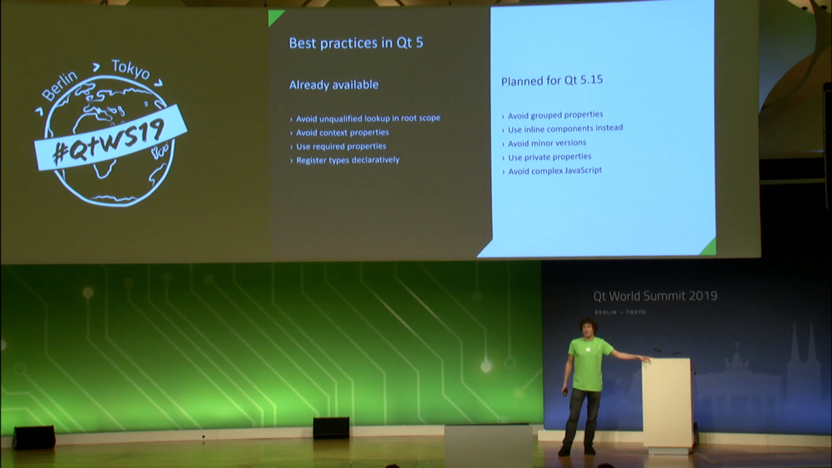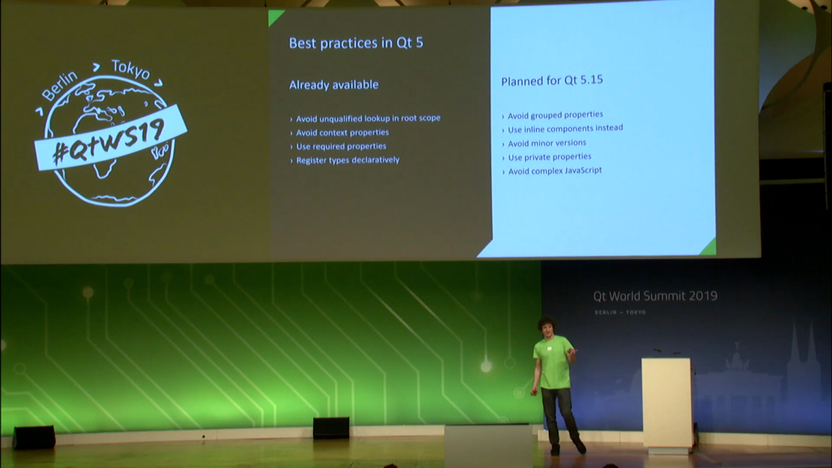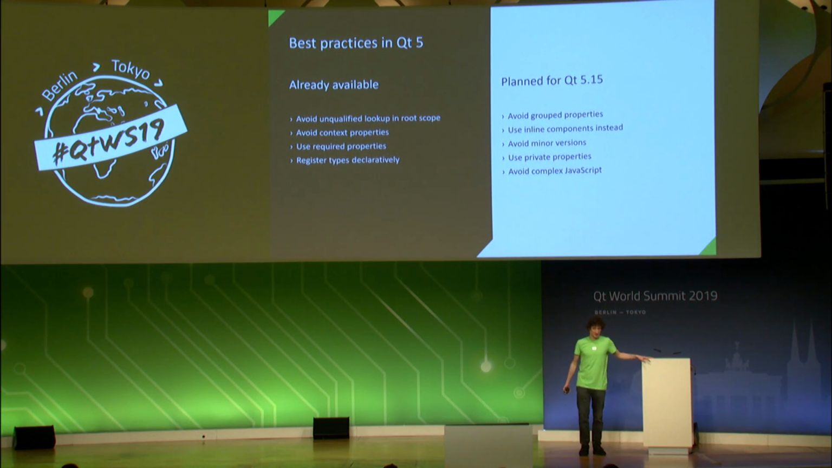And where we're getting with 5.15 is we will avoid group properties. We will use inline components instead to recreate the whole object. We will get rid of minor versions. We will introduce private properties. And we will find a definition for a stripped-down language that doesn't require a garbage collector, that you can use as a small subset of JavaScript, which will also be compatible with QML 3.